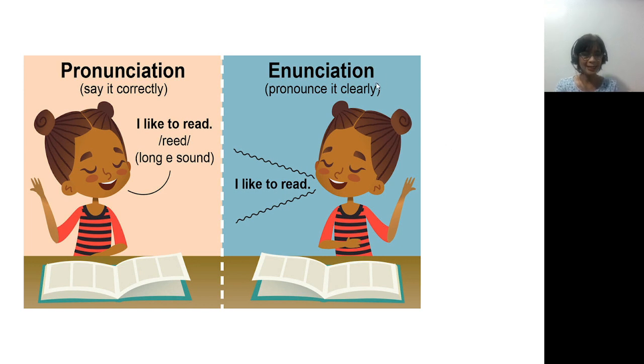Now, when you say enunciation, it's really pronouncing the words or the sentences clearly. Example, I like to read. If you noticed, it's pronounced correctly, and it has emotions, of course, stress in it, so that I can say my message a lot more clearly. Okay, I hope that's clear to you.